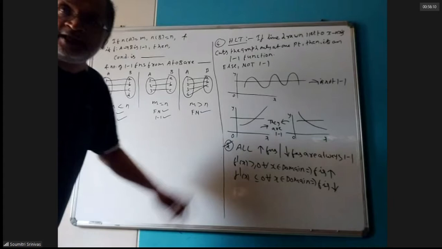So what's the condition? What's the condition? Tell me. M less than n. What's the condition? M less than or equal to n. The condition is m less than or equal to n. N greater than or equal to m. No.